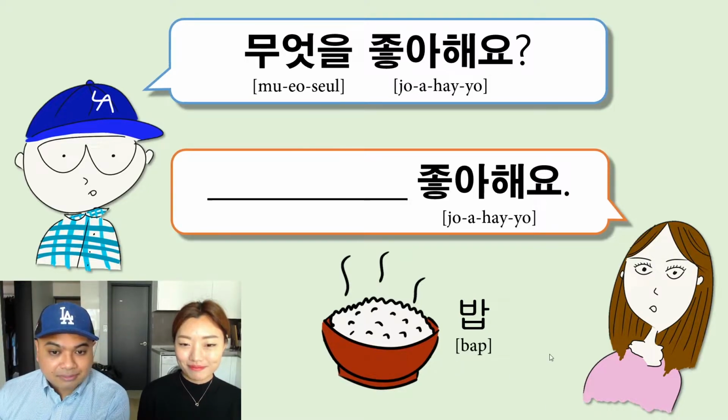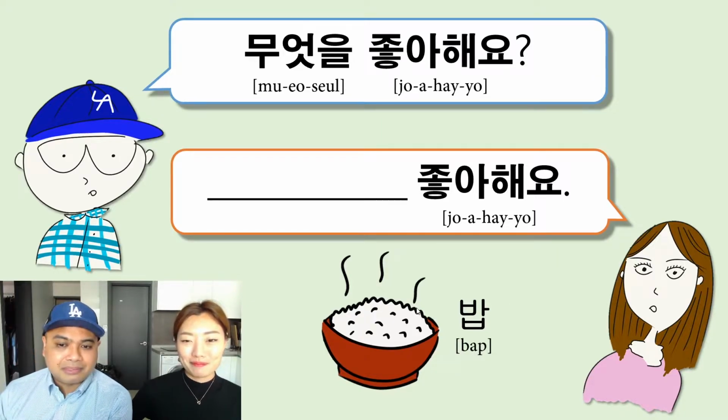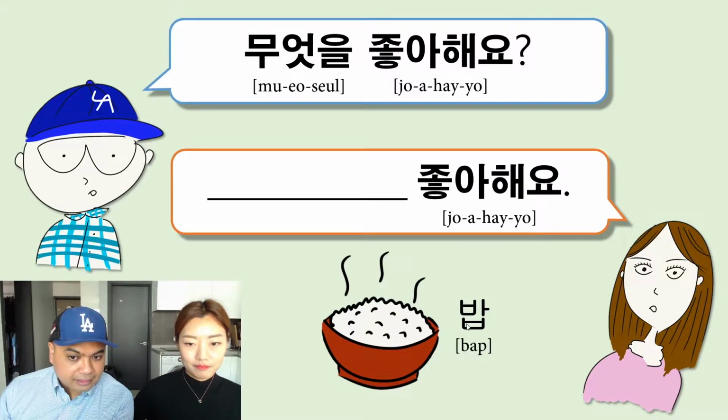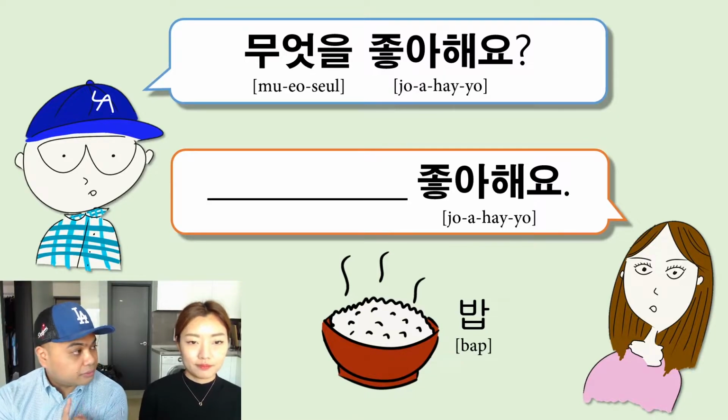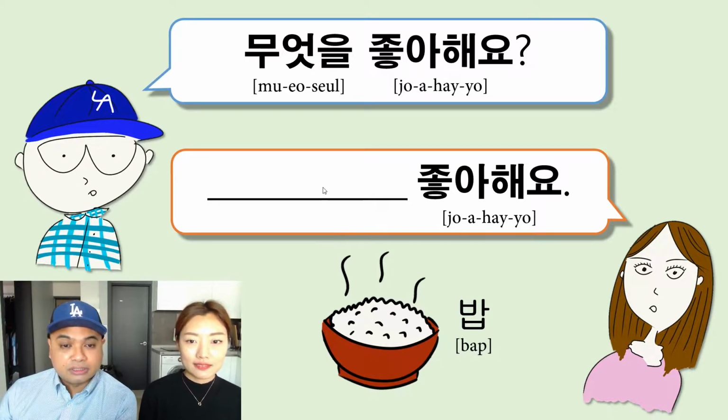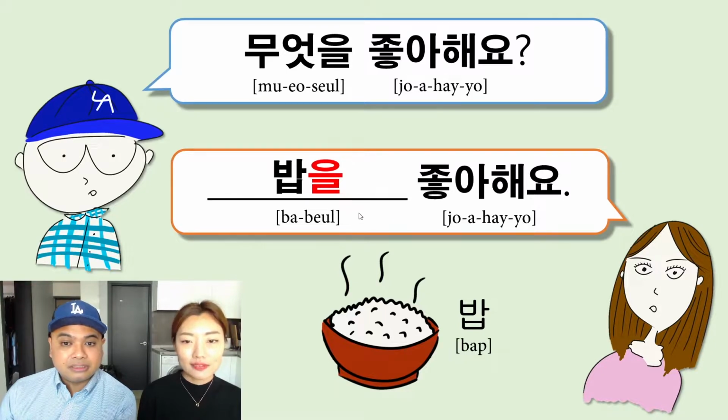And we have this nice picture of rice. And how do we say rice in Korean? 밥, bap. All right. And then if you notice, what is the last letter here? It's a consonant, right? If it's a consonant, we need to use 을. So we need to say 밥을 좋아해요. Yes, 밥을 좋아해요.